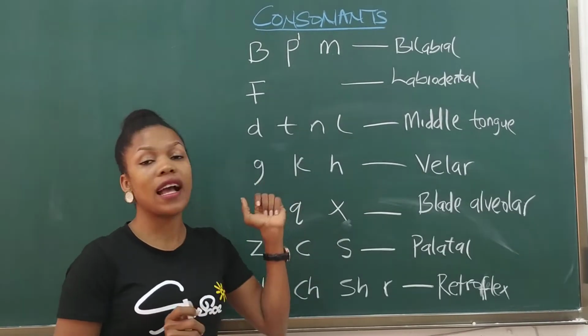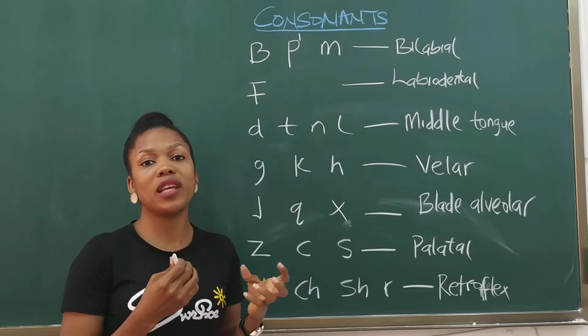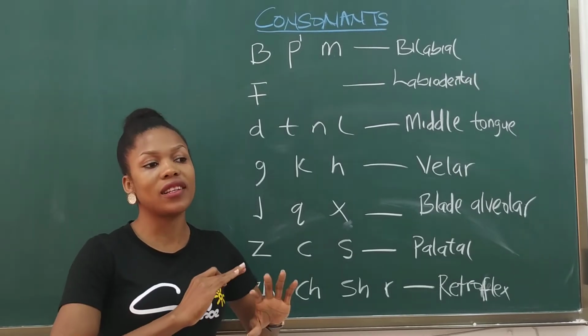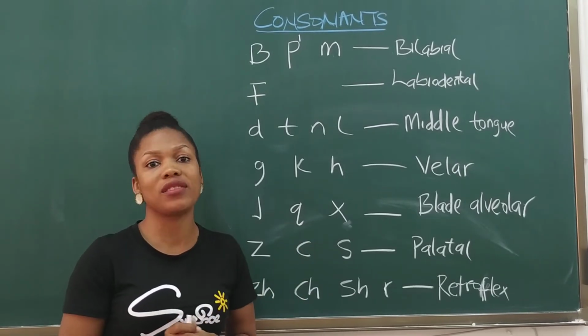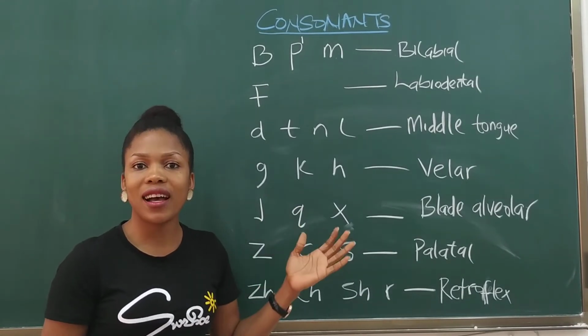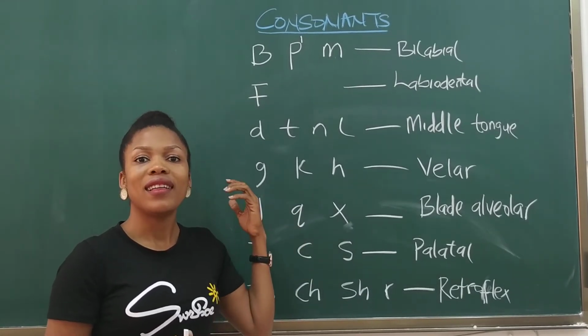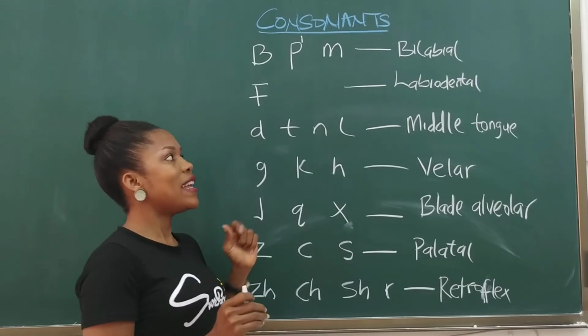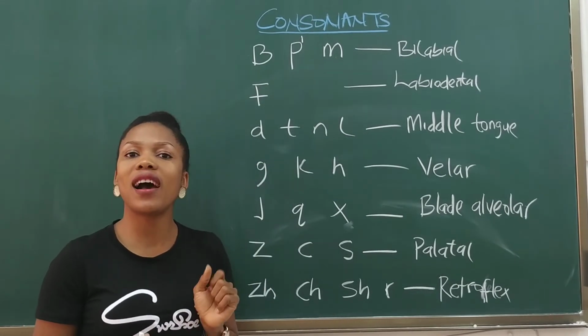Okay. So the next set is the middle tongue sounds. These ones don't actually have some difficulties. It's actually the easiest ones to pronounce. And the next one is ta.